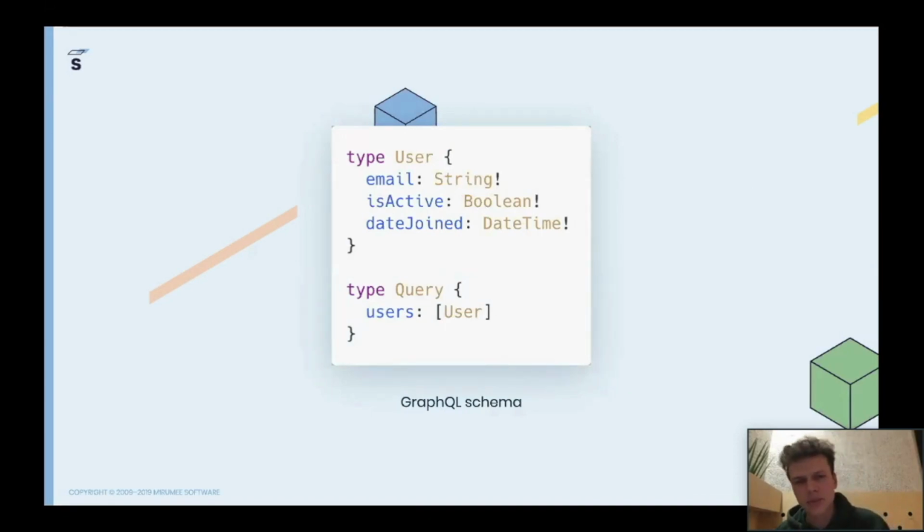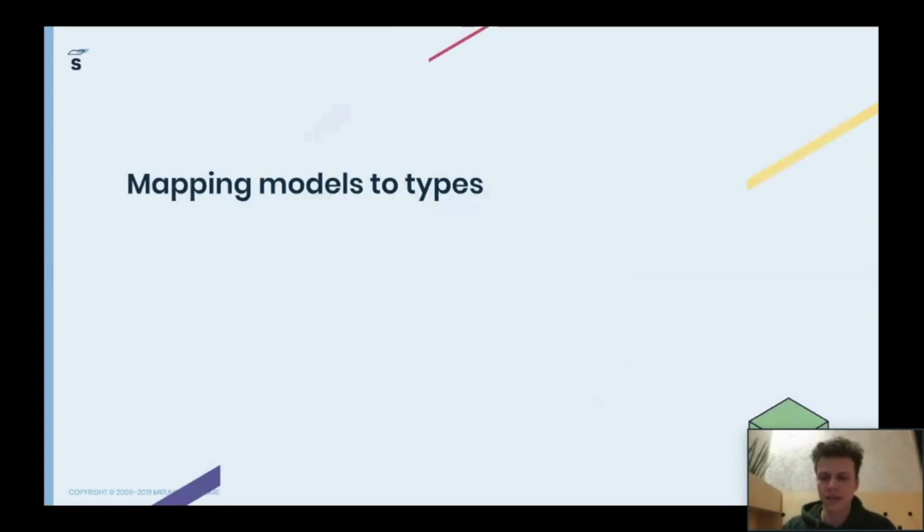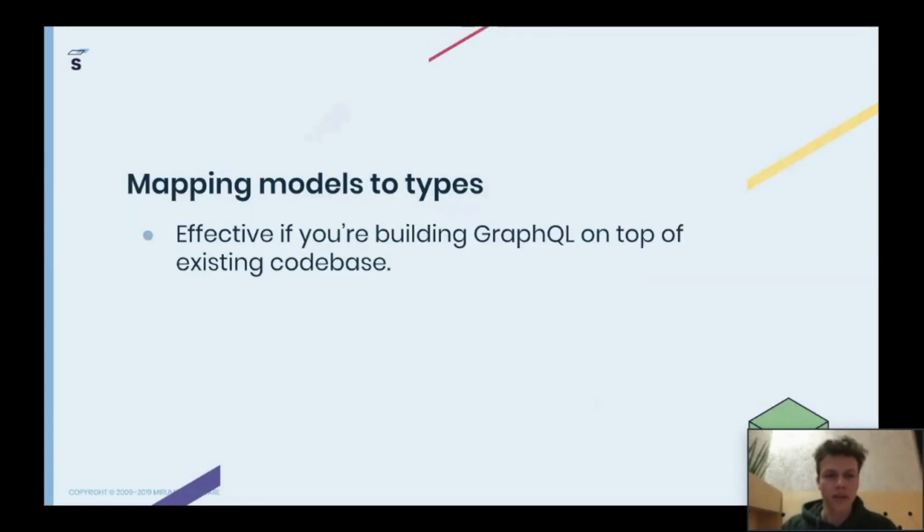It's, as I said, pretty convenient if you have an existing code base, and you are adding GraphQL on top of that. So that was exactly our case for using that. To summarize, mapping models to types in Graphene is effective if you are building on top of an existing code base. You have full control over the field resolvers, like they are mapped automatically, but you still can control how they behave.